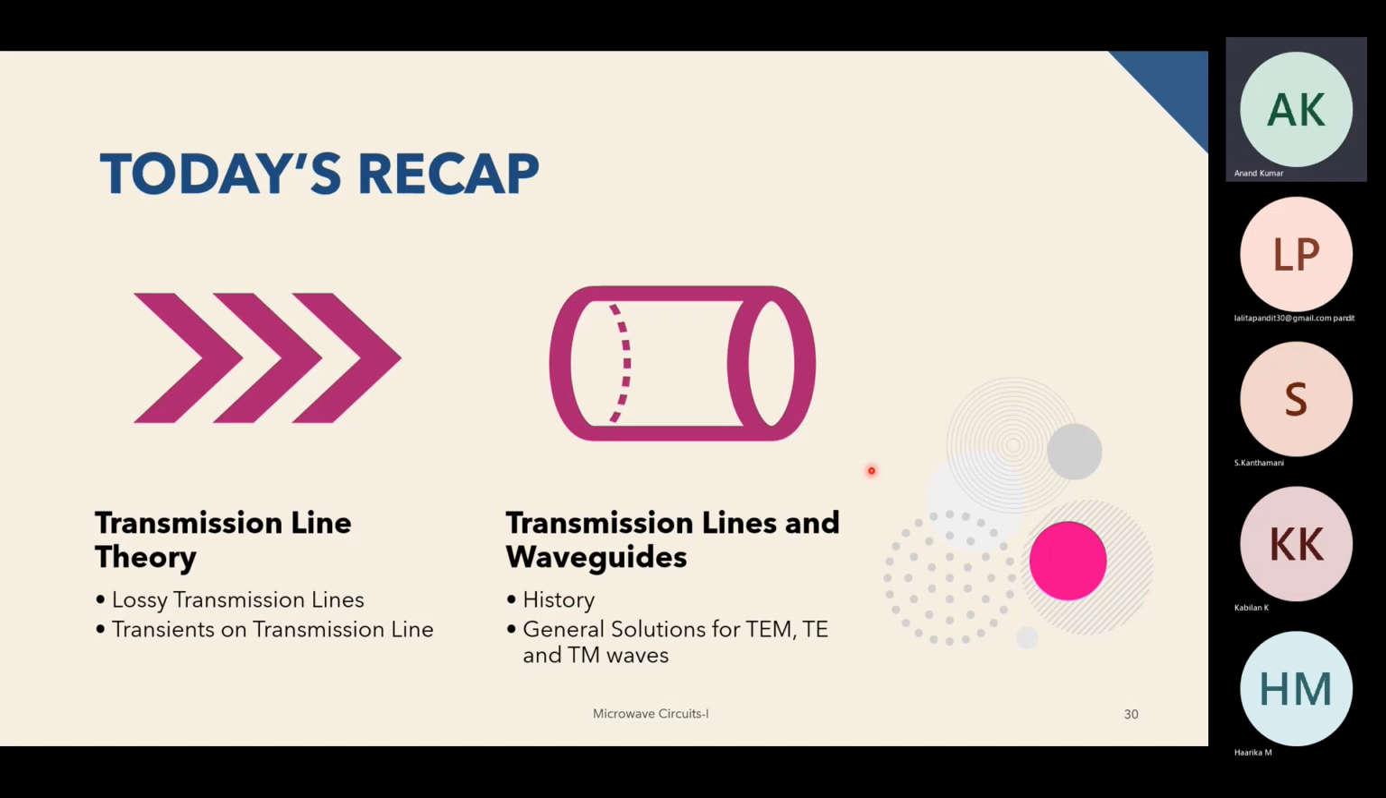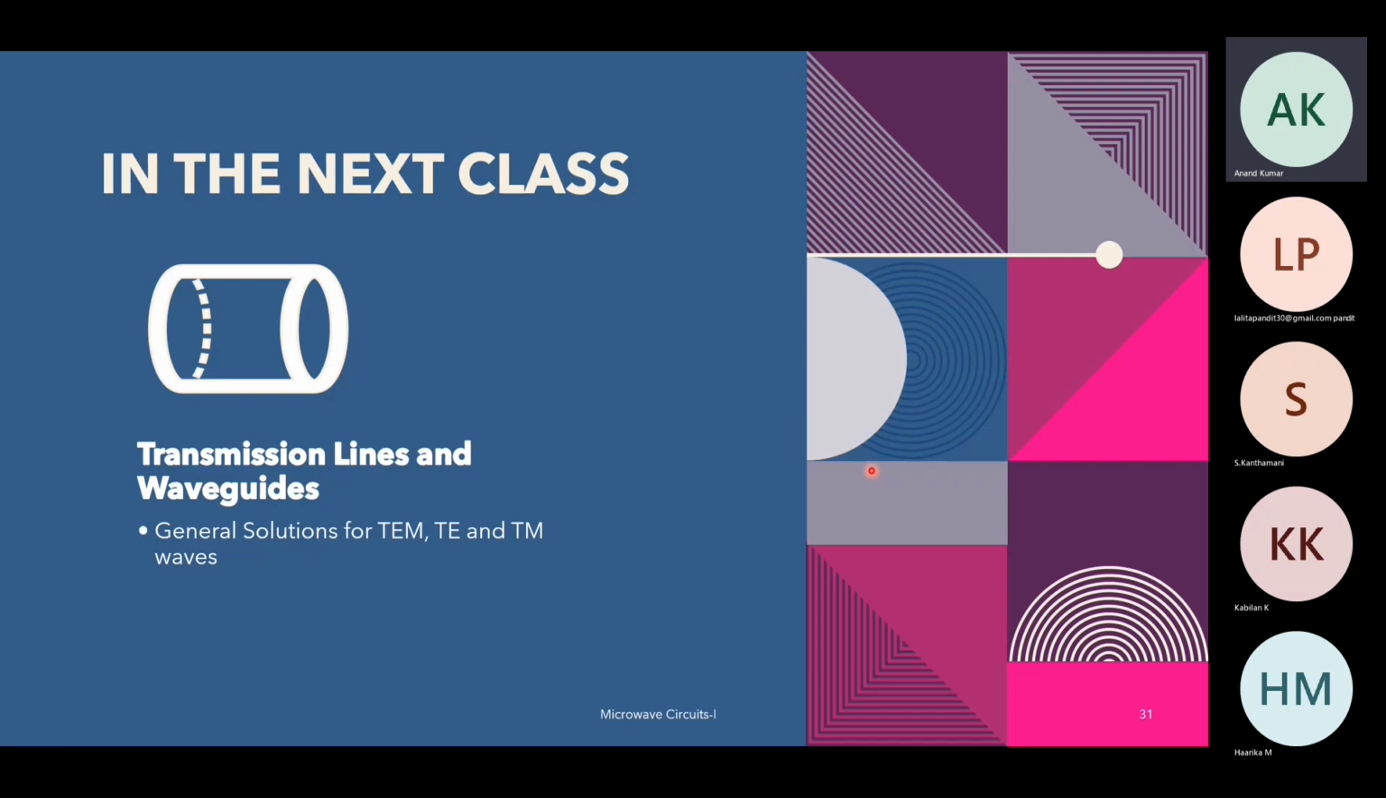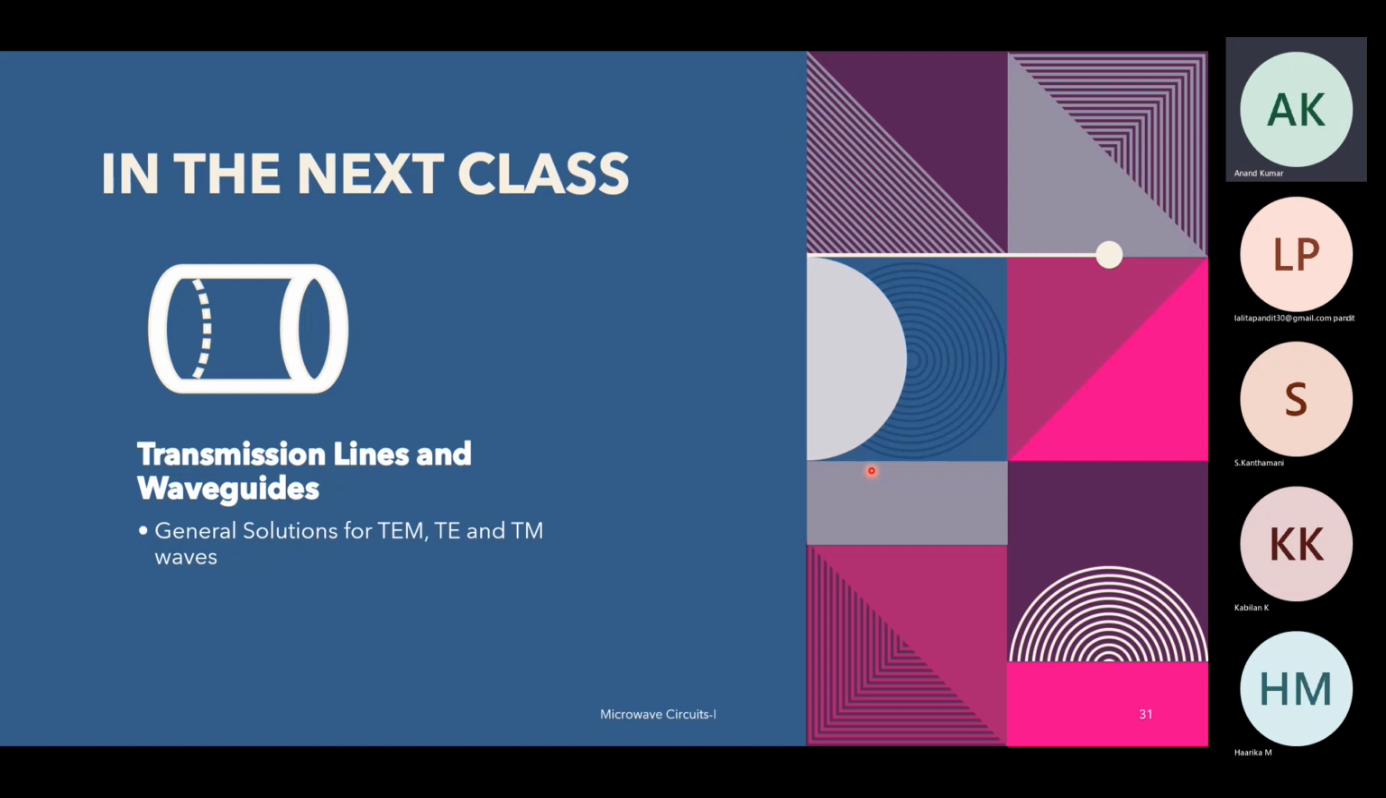Today we covered these topics: lossy transmission lines and transients on transmission lines from transmission line theory. And from transmission lines and waveguides, a little bit of history, and we started with the general solutions. The next class will continue with the general solutions of TE, TM, and TEM modes. This is all that was planned for today.